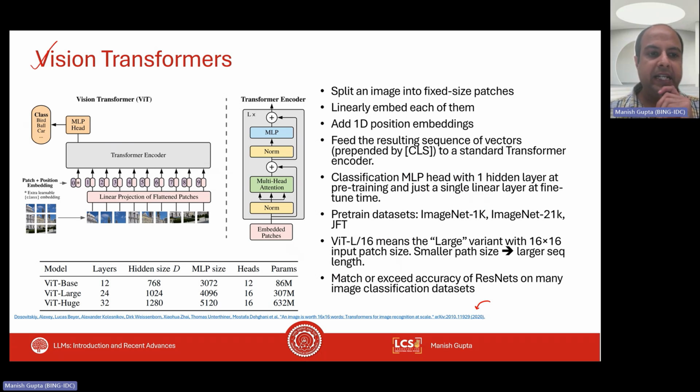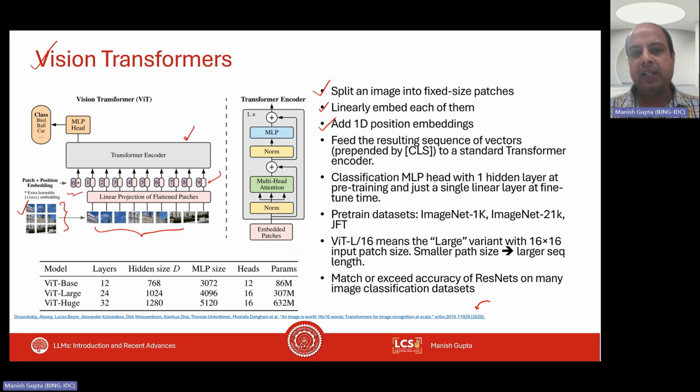The idea is that given a particular image of this kind, you're going to first split it into fixed size patches. For example, this image is split into 9 fixed size patches. And these patches are linearly embedded. So essentially, you have some sort of a projection which embeds them linearly, so you have an embedding computed per patch. And then you also add positional embeddings to each of those patch embeddings, and you feed the resultant vectors along with the CLS token to a transformer encoder.